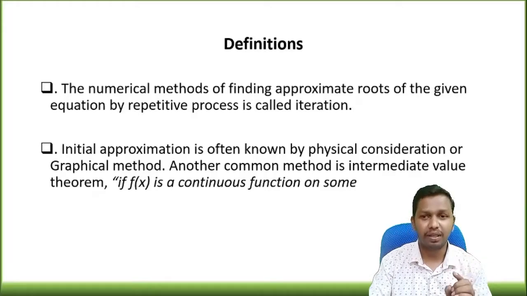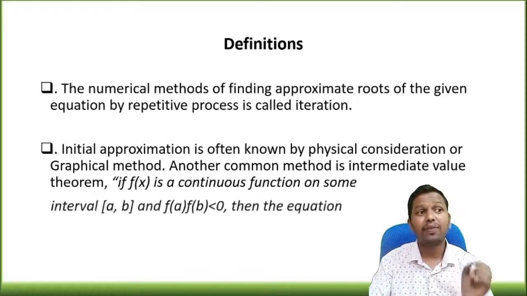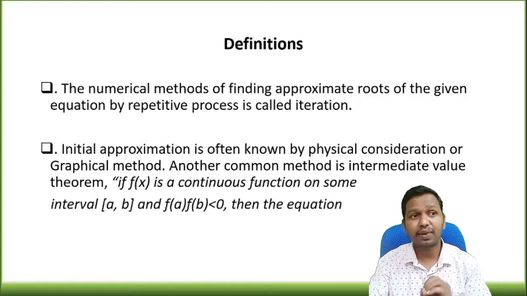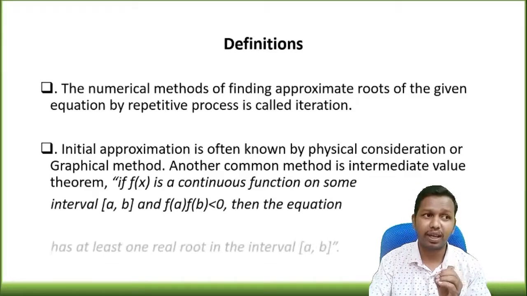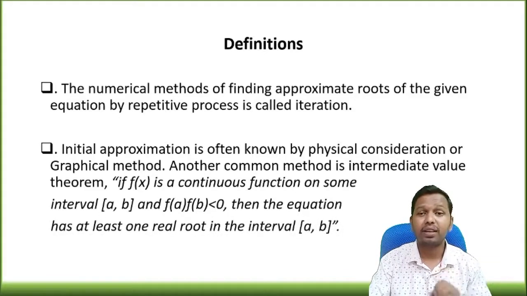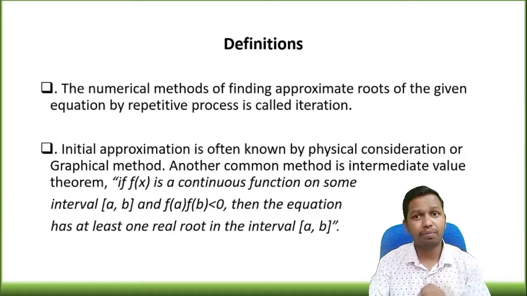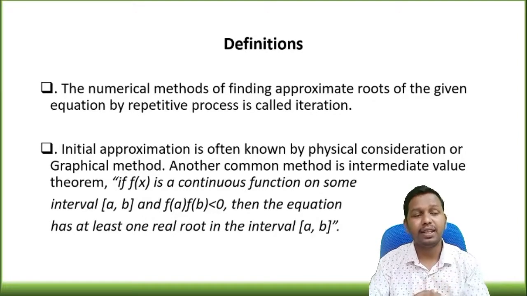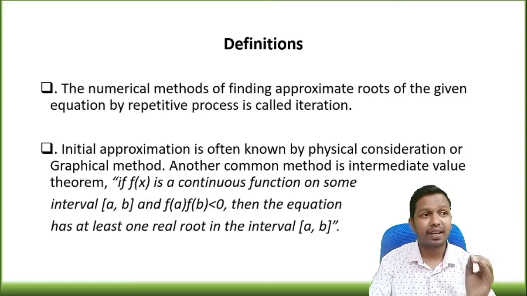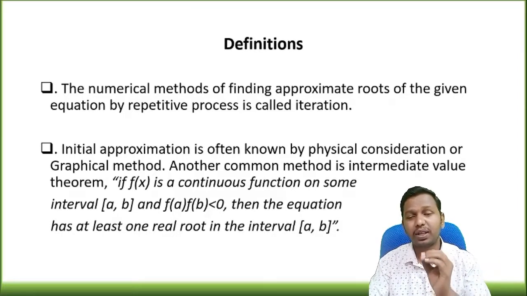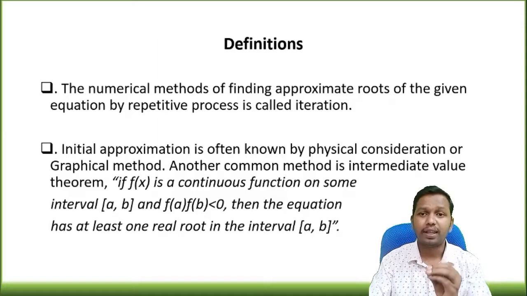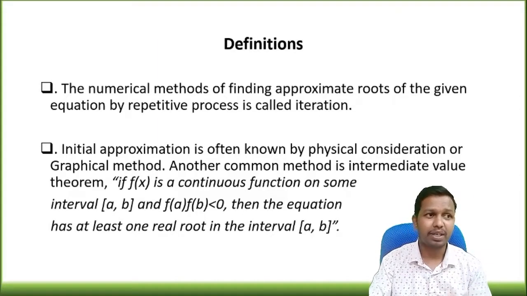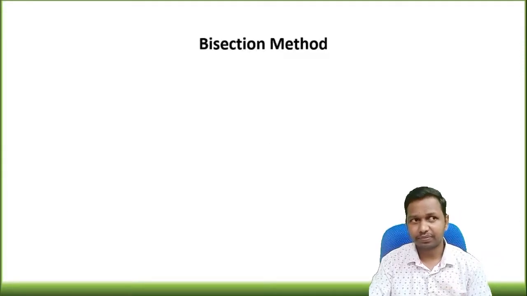intermediate value theorem. That is, if f of x is a continuous function on some interval a comma b and f of a into f of b is less than 0, that is negative, then the equation has at least one real root in the interval a comma b. This is the statement of intermediate value theorem.